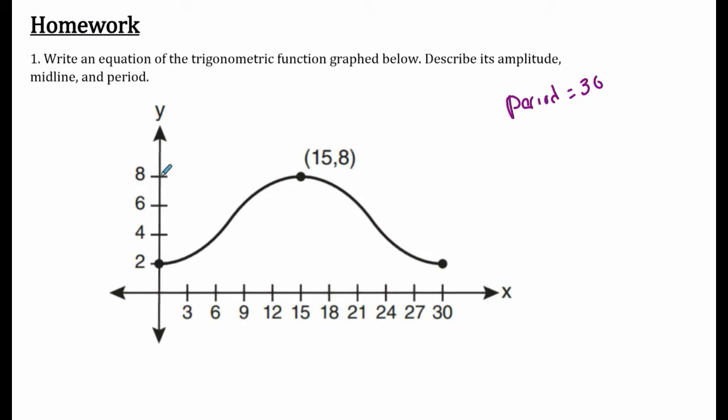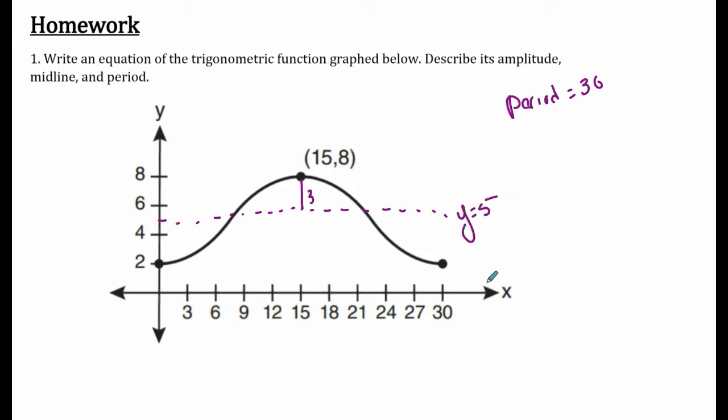What's in the middle of 2 and 8? Well, that's 6 apart, so if I cut that in half, that's 3. So if I go down 3, that gets me to my middle. So my midline is y equals 5.